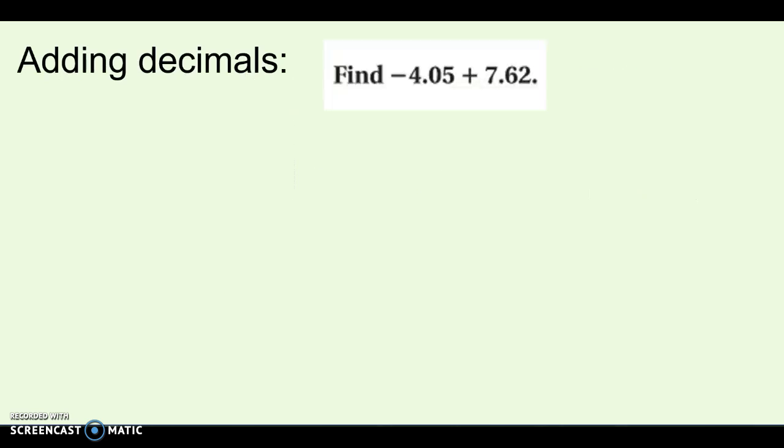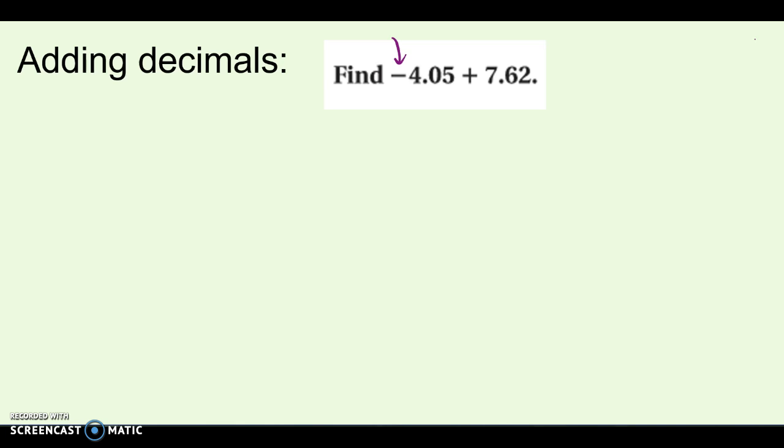Here's our first one that we'll do together. So you've done adding decimals before, and we just know we have to line up the decimal places and the place values and then just add. But here you'll notice that we have a negative. So now we're adding decimals, but one or both of them might be negatives.